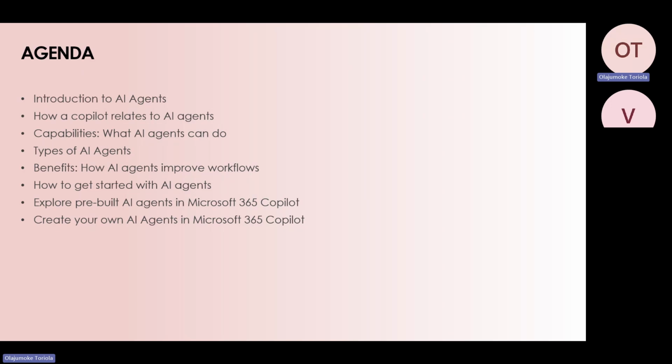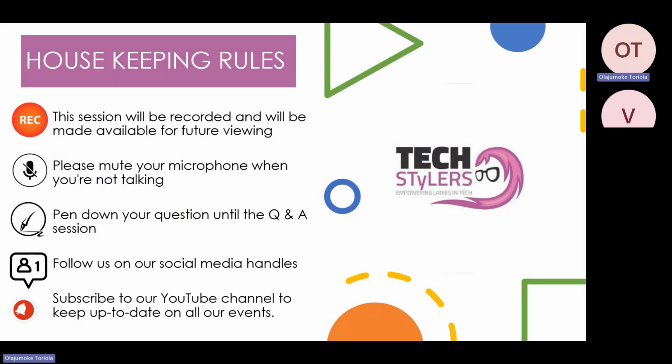So we're going to explore pre-built AI agents in Microsoft 365 and also create our own agents in Microsoft 365. And that forms the basics of our assignment. All that we have been taught so far is actually coming down to what you're going to be doing today. And at the end of the day, your project is going to be on this notion of what you have been taught so far and what you are going to be doing today.